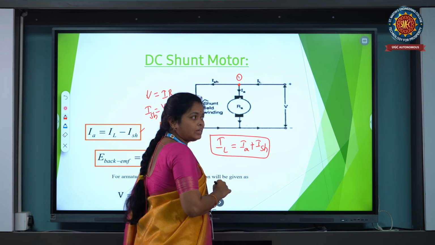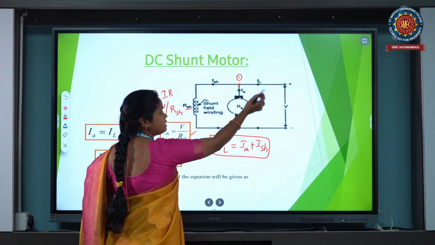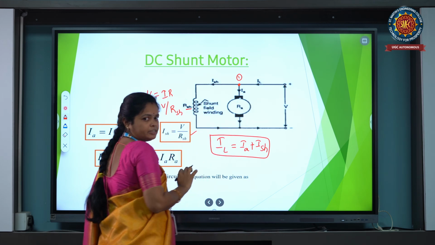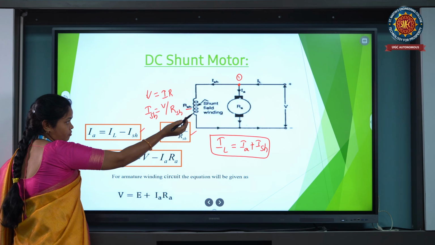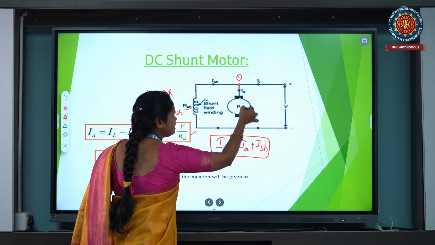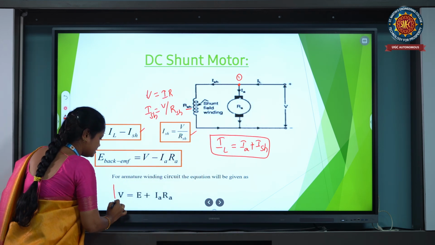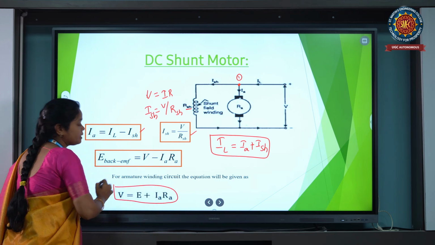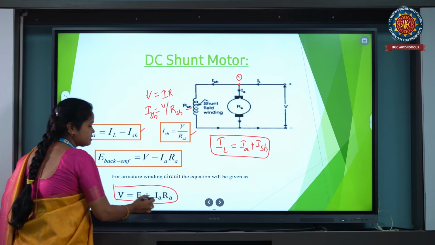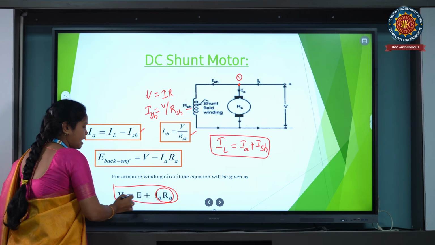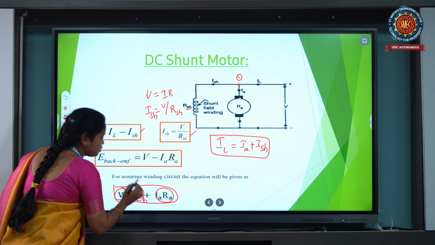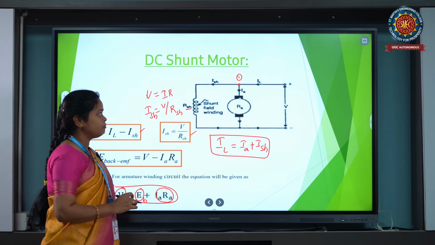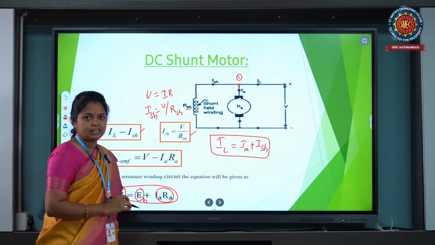According to KVL, the algebraic sum of the voltages around a closed loop is equal to 0. So here I am applying the KVL, then V = E + IA RA. This is the armature drop, and this is the voltage. Here the EMF produced in the motor is called the back EMF.